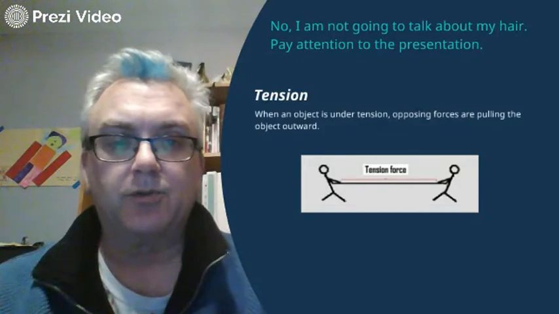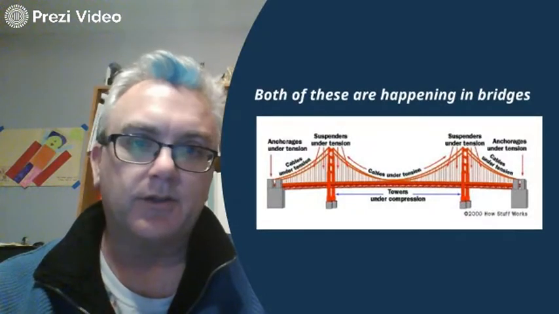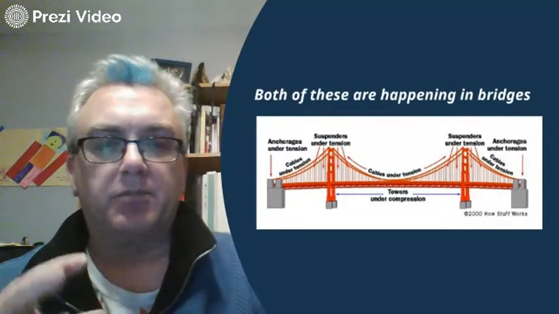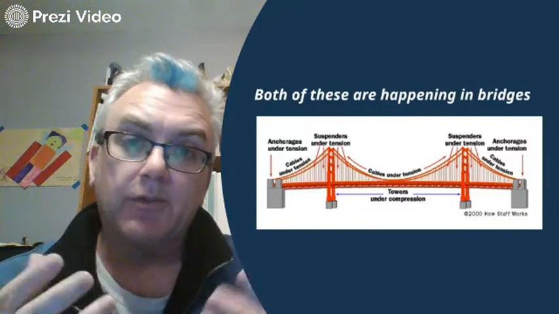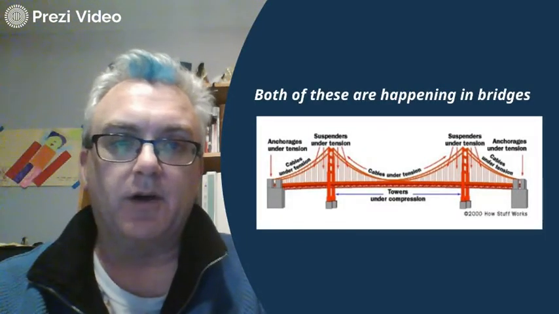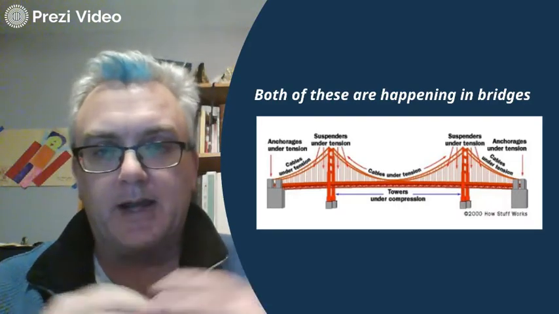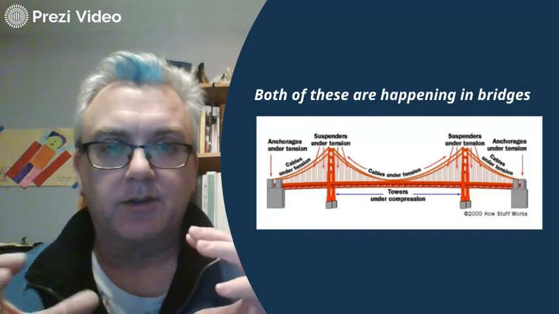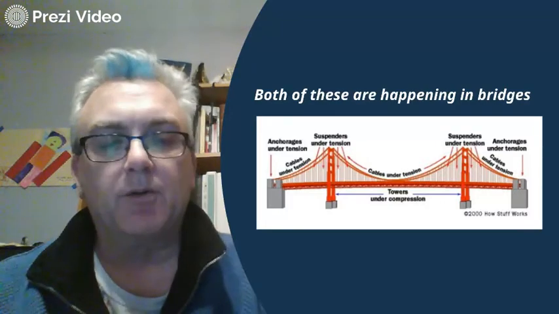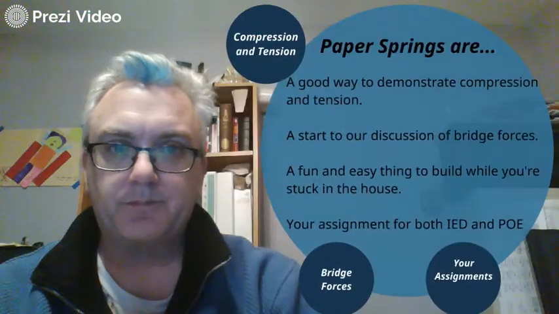And this is happening to bridges all the time. There are a lot of bridges out there. You see them as you're walking around or as you're driving around. The beams and the cables on those bridges, some of them are in compression, some of them are in tension. Depending on what kind of load is on it and what's happening with the bridge, some of those things switch from compression to tension, and we can figure out what those are as we get further into building bridges.